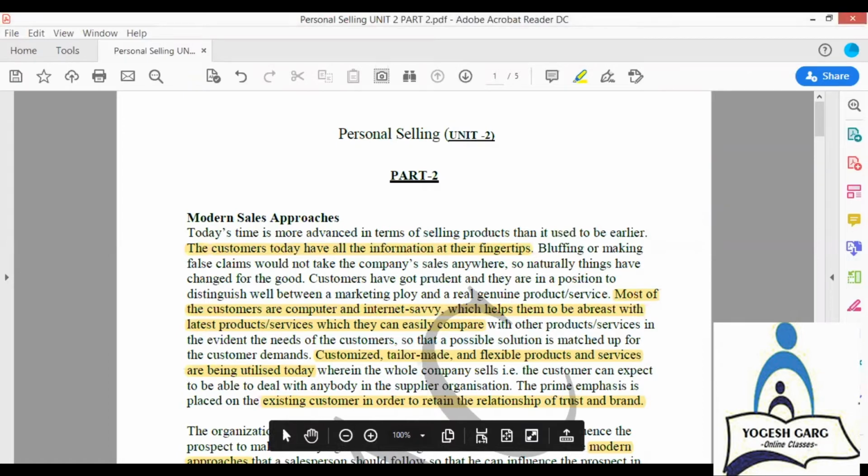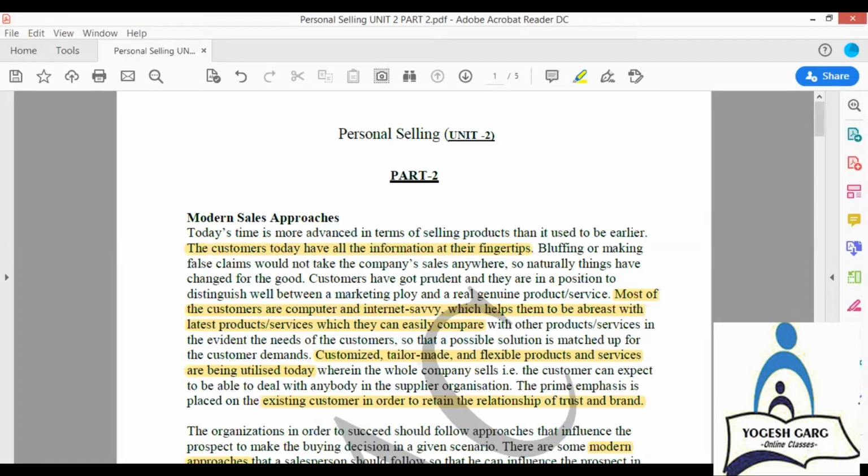Hello everyone. Today we'll be doing Unit 2 Part 2, in which basically we'll be discussing the modern sales approaches.